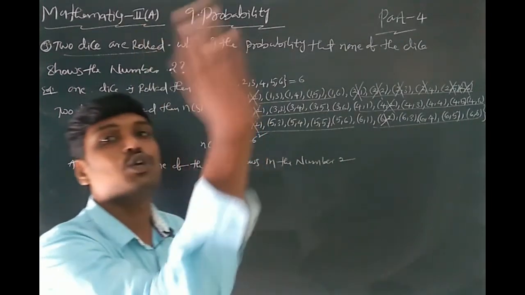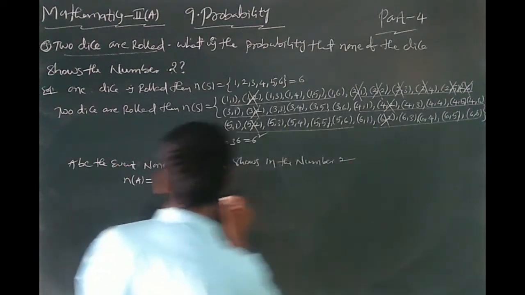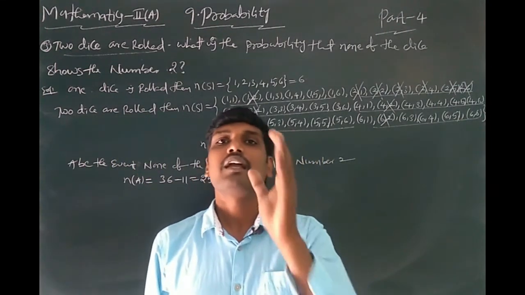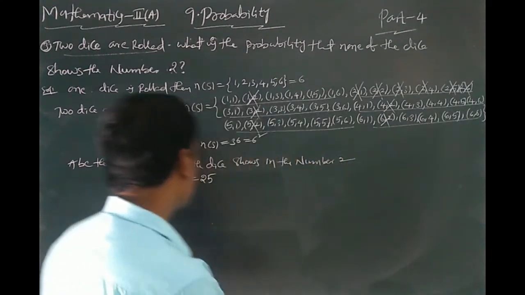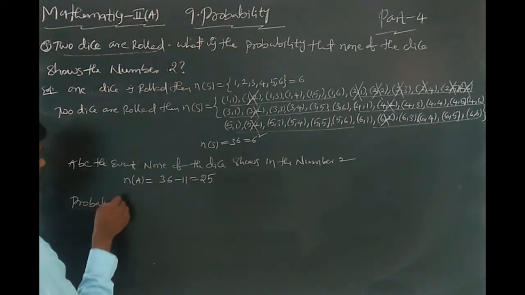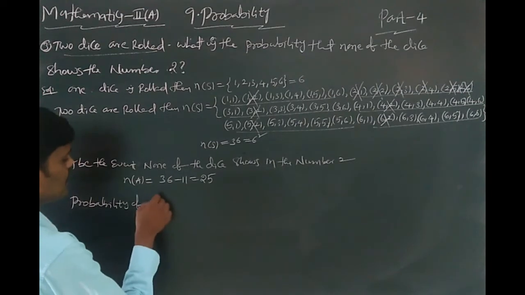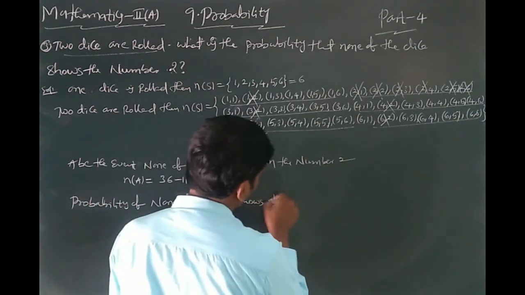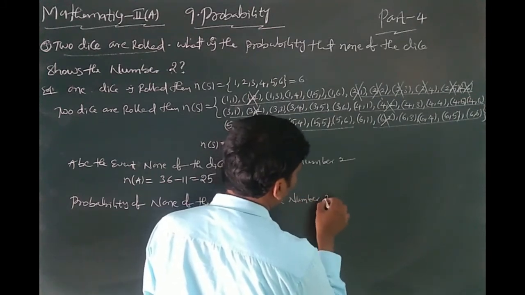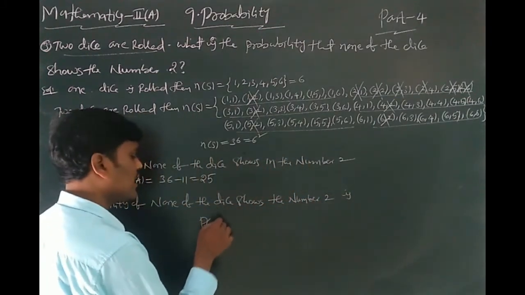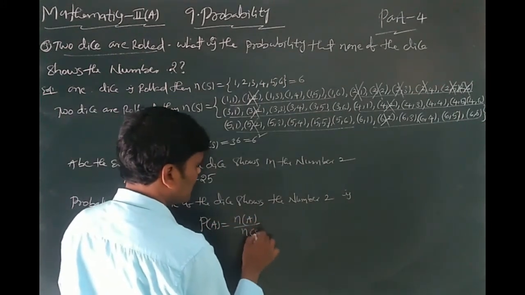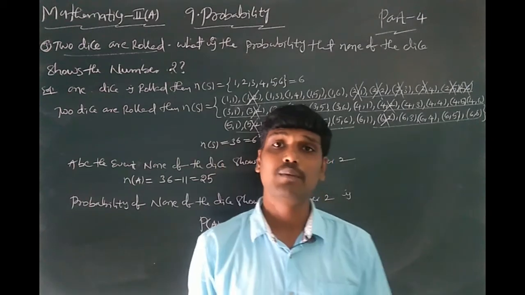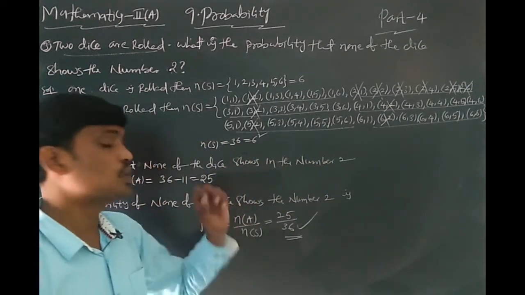Total 36, and you eliminate 11. You get n(A) equal to 36 minus 11, that is 25 outcomes. These 25 outcomes do not show the number 2. So the probability that none of the dice shows the number 2 is P(A) equal to n(A) by n(S). The n(A) value is 25, the n(S) value is 36. This is the probability that none of the dice shows the number 2.